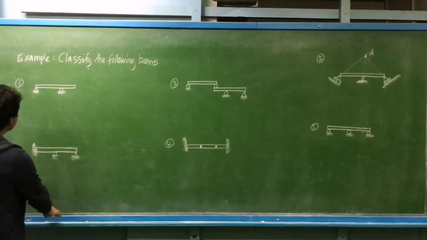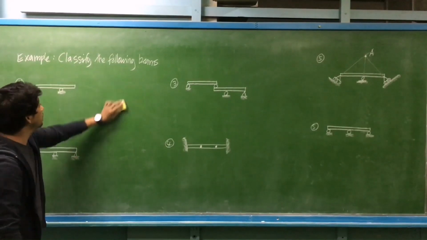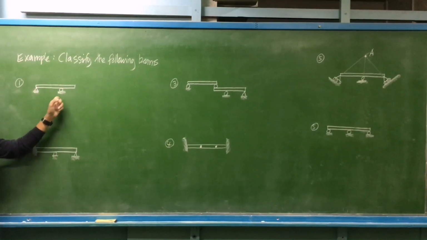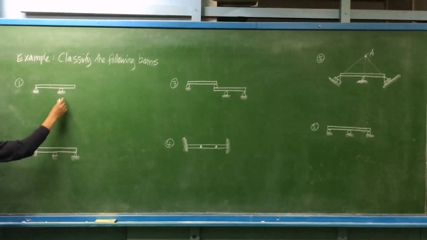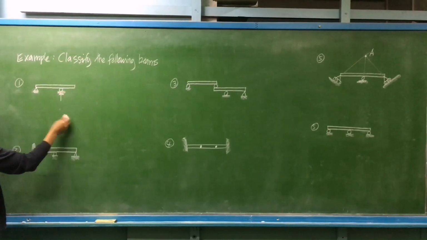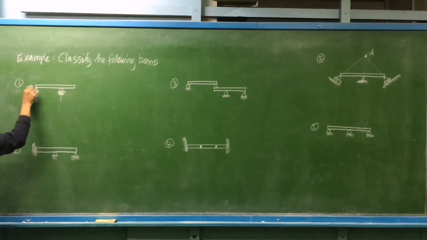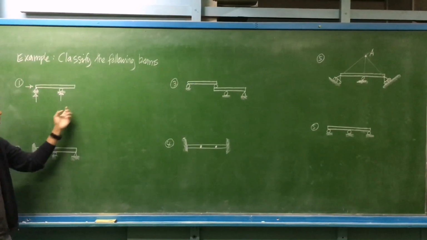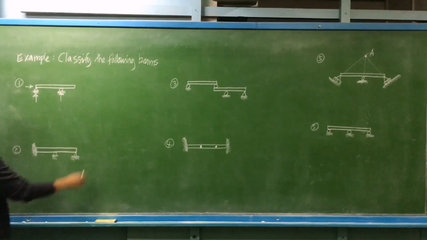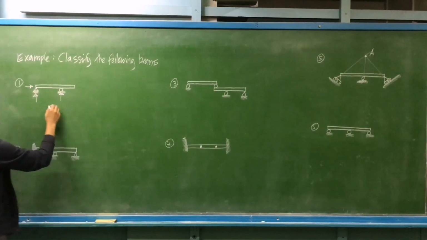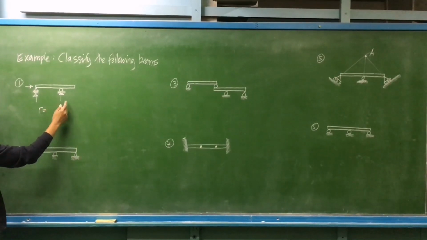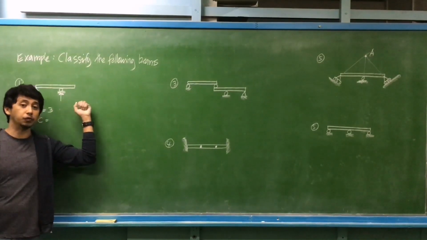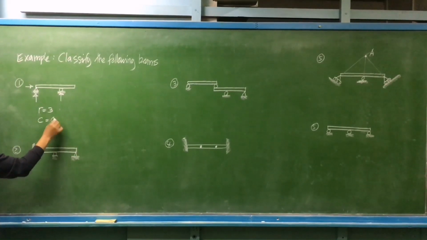Okay, so for our example, classify the following beams. We have the first one. We have a hinge support and a roller support. So how many reactions for a roller? We have 1 reaction. For a hinge, we have 2. So this beam can resist horizontal force and at the same time vertical force. So the number of reactions is equal to 3. We don't have an internal pin or an internal roller. The value of C is 0.